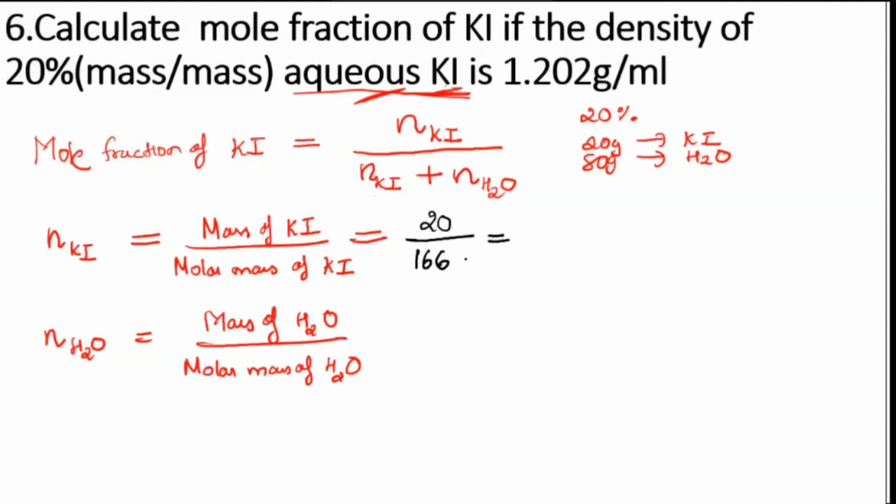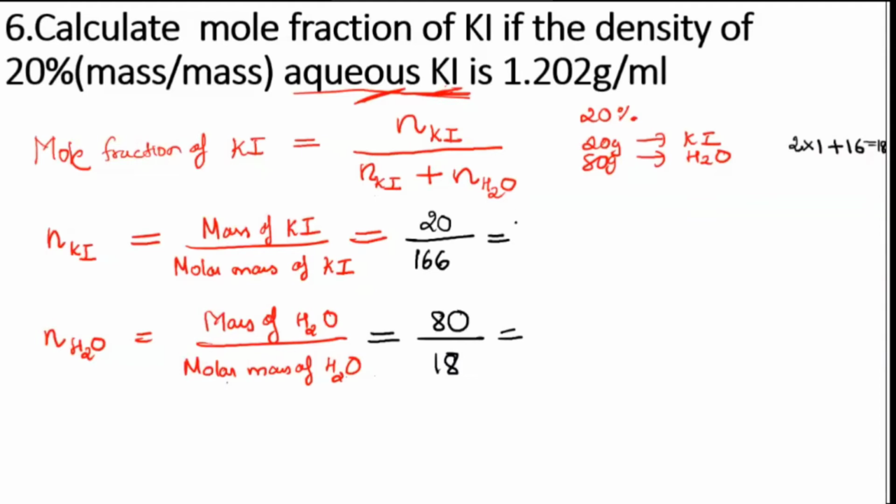So 20 by 166. Calculate and see how much it is. Here also I will substitute. Mass of water is how much? 80, divided by the molar mass of water. You can calculate. Water has 2 hydrogen, so 2 into the mass of hydrogen, which is 1, plus 1 oxygen, which is 16. So altogether 18 is the molar mass. So I can directly write here 18. So 80 by 18. Divide and see. Now it's normal division.